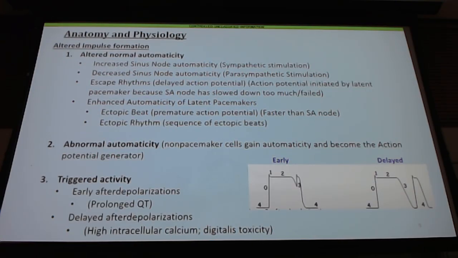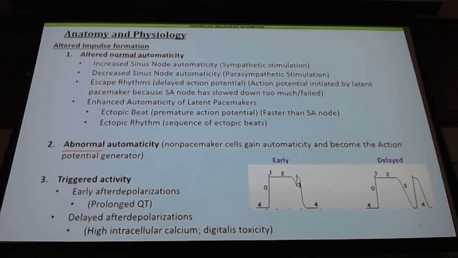So what are some examples of these two abnormalities? When we talk about altered automaticity, or the generation of these action potentials, you can have it where either the normal automaticity is affected, or you have an abnormal automaticity. So what are these things?